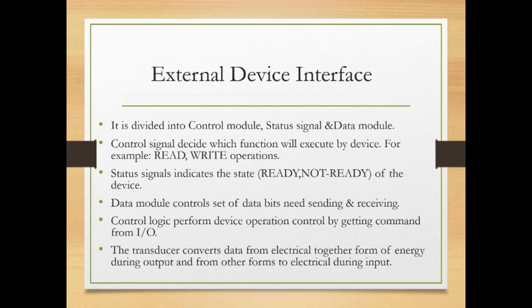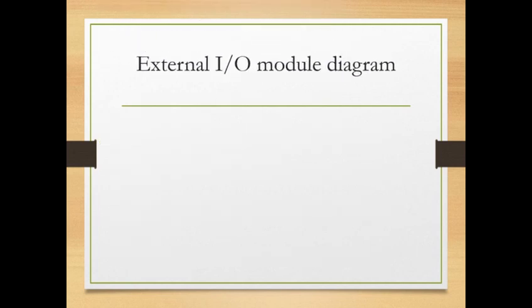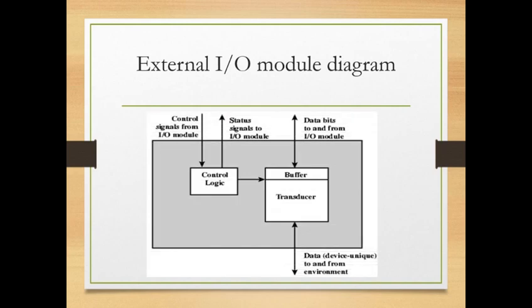Data signal. This is a signal that is used to transfer data between the computer and the external device. The data signal may be in the form of an electrical signal, optical signal, or a combination of both. Further, the transducer converts data from electrical to other forms of energy during output and from other forms to electrical during input.